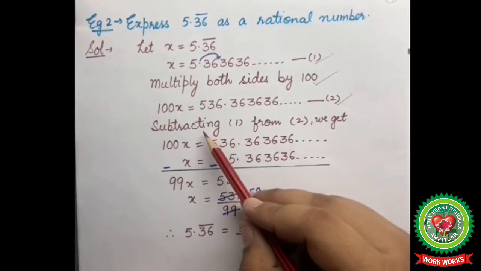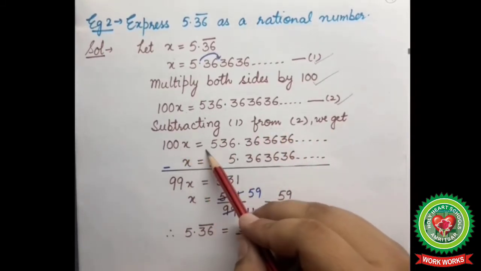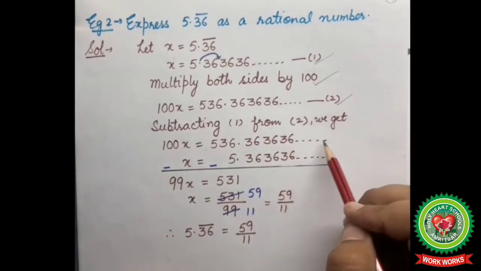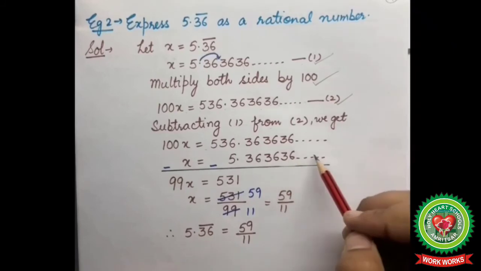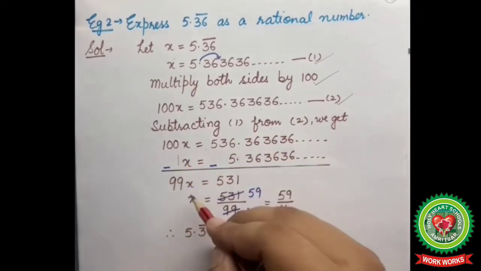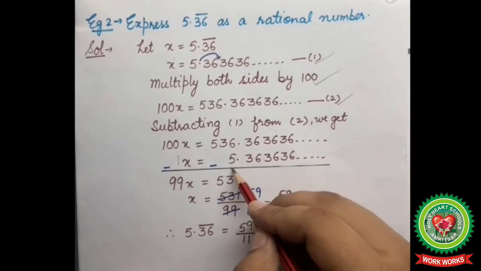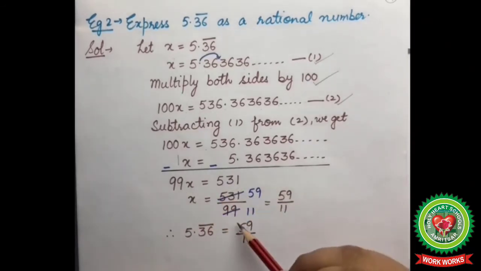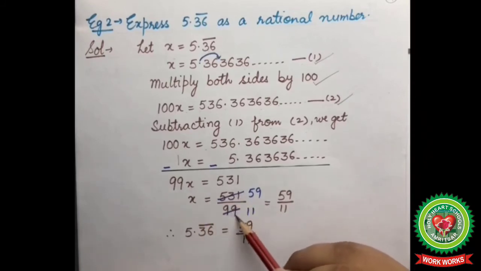So now we are going to do subtracting 1 from 2. We get 100x is equal to 536.363636 so on, and x is equal to 5.363636 so on. Now we are going to do subtraction. So now from 100x we'll subtract 1x, so it will give us 99x, and from 536 we'll subtract 5, which will give us 531. So now 99 will be shifted to the other side. So on shifting, we'll get x is equal to 531 upon 99.